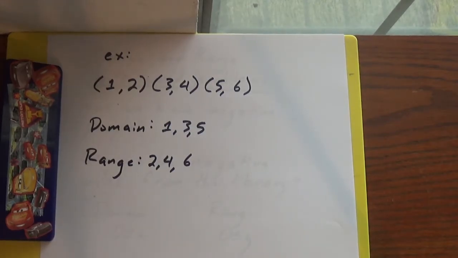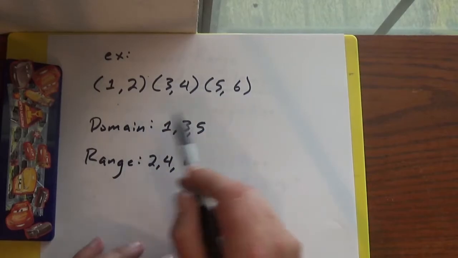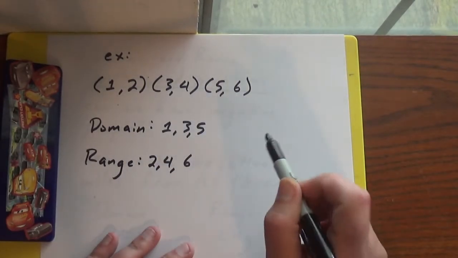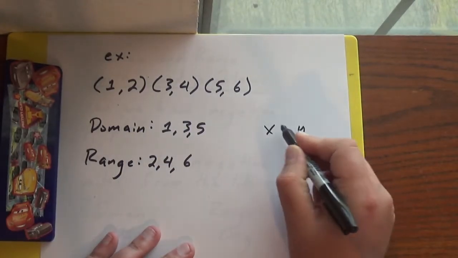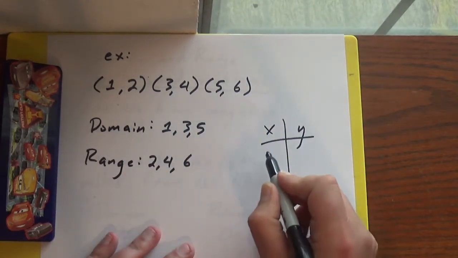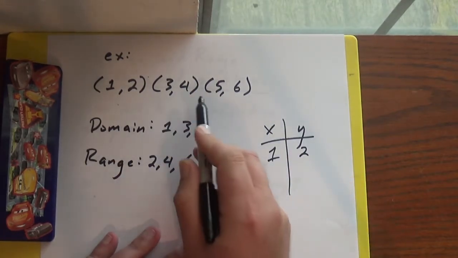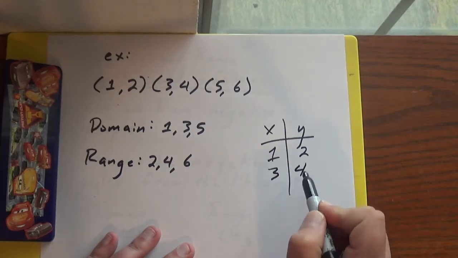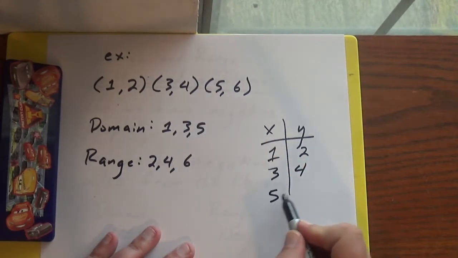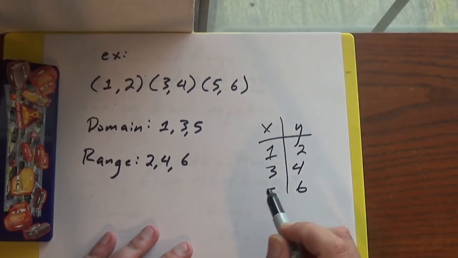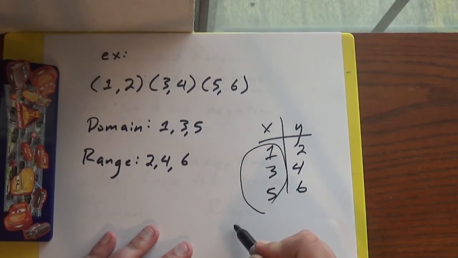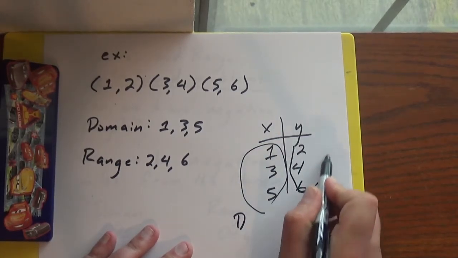Now, if I have coordinates, coordinates are actually the same as a table. I could rewrite these coordinates as a table. First one is 1, 2. Second one is 3, 4. And that one is 5, 6. So your domain would be this. Your range would be that.